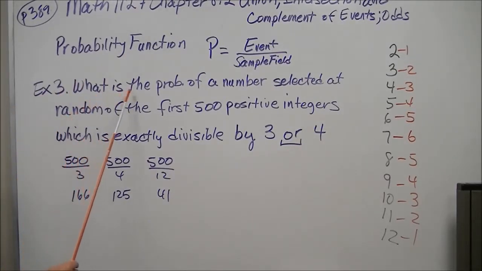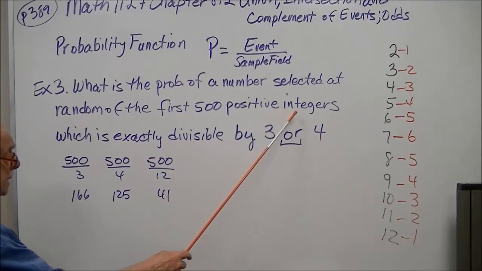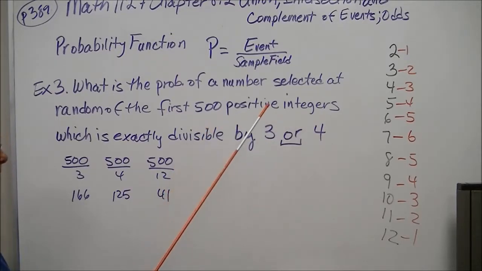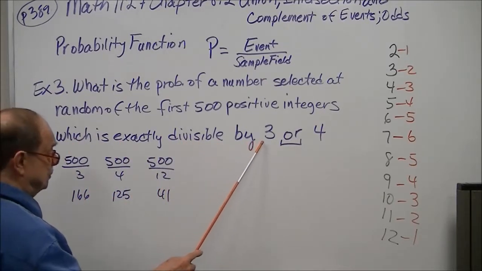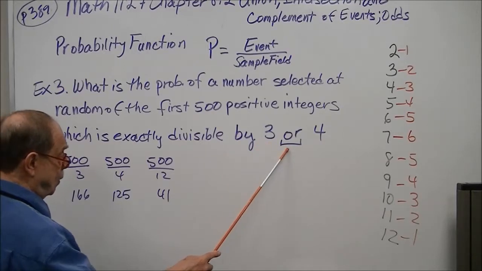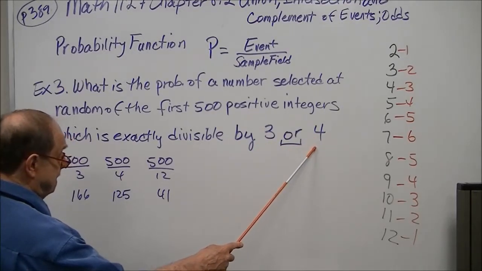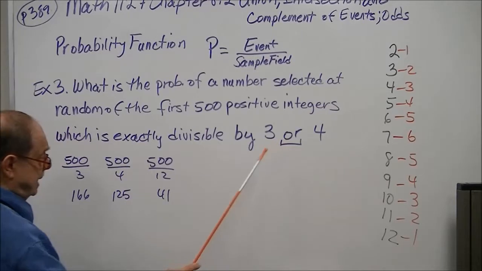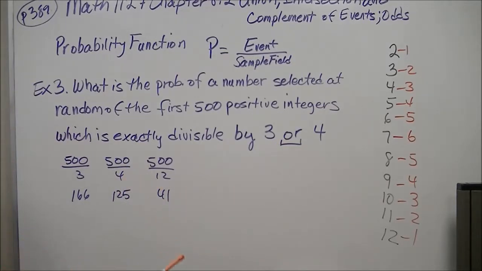It says, what is the probability of a number selected at random of the first 500 positive integers? Now, these would be counting numbers, and which is exactly divisible by 3 or 4. And again, you might say, do you have to write all those numbers out? And the answer is no.